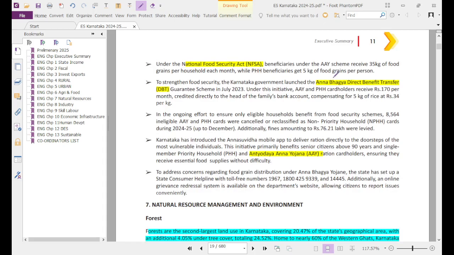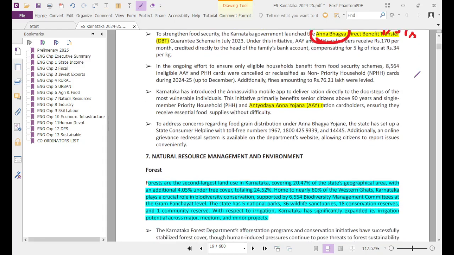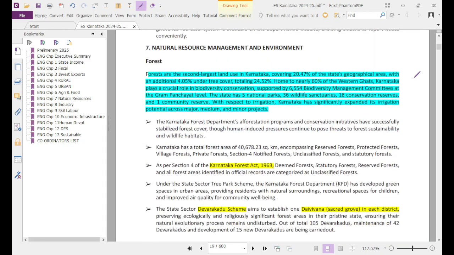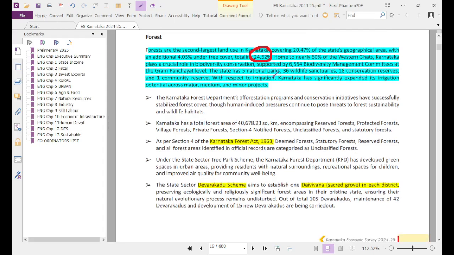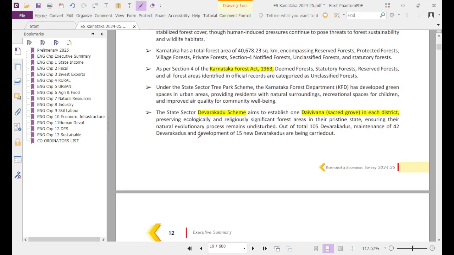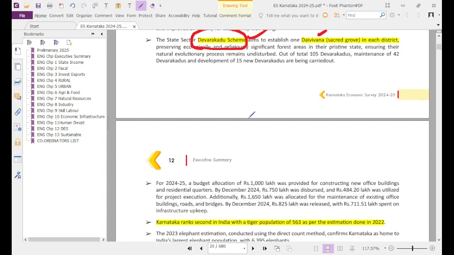National food security is there. Anna Bhagya scheme, say the direct benefit transfer we have. Antyodaya Anna Yojana. When it comes to natural resources and management of environment, we discussed also 25% of the state is covered by forest, especially with a major chunk from Western Ghats, right? All that. National parks and wildlife sanctuaries we talked about. Karnataka Forest Act exists. Devarakadu scheme, right? In every district they want to establish what is called a Daivavana code, right? Sacred groves to be created. That thing is there. Devarakadu scheme.